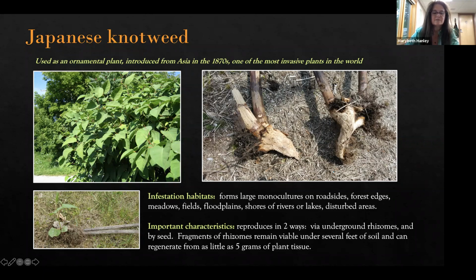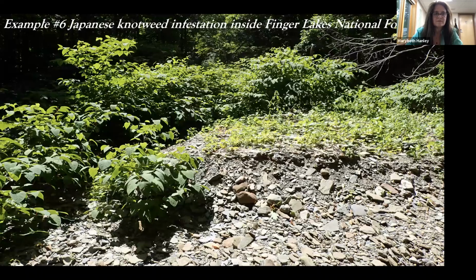It reproduces by seed, but it also reproduces by these underground rhizomes, and they're horizontal stems that root at different nodes. And when you pull it up, if you don't pull up the complete rhizome, even fragments can remain viable under like 8 feet of soil. So this is a really challenging invasive species. Here's a picture of it in the Finger Lakes.